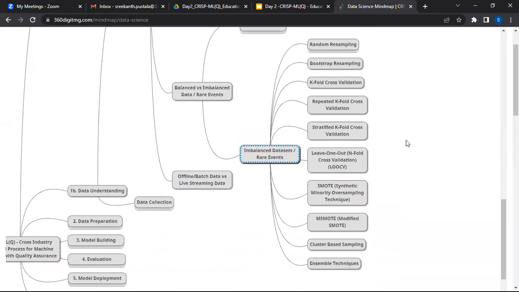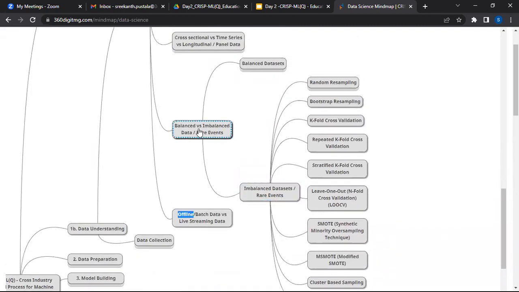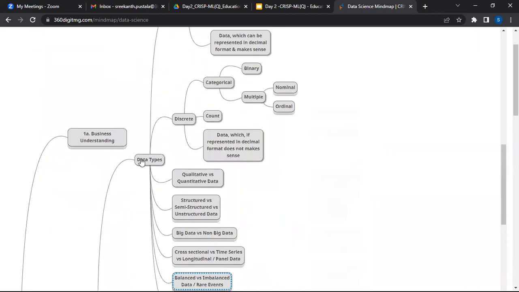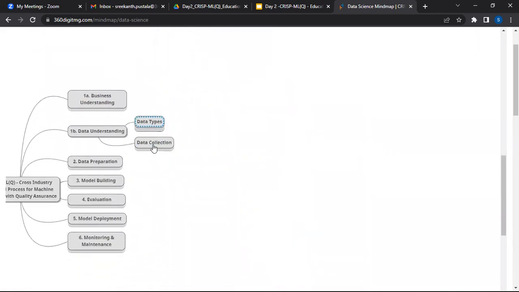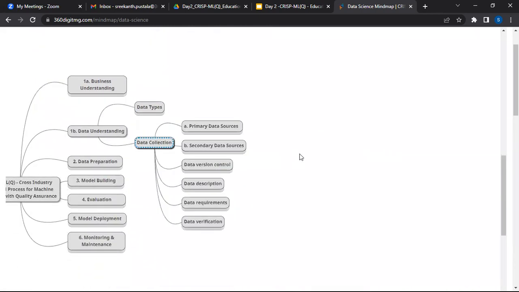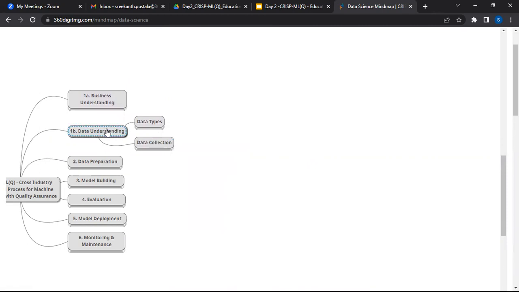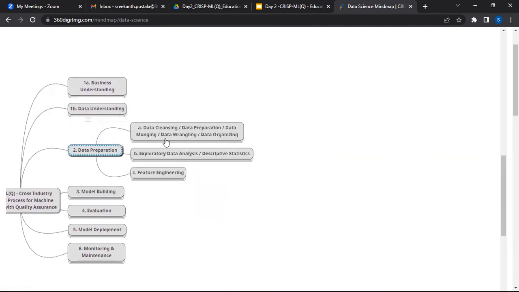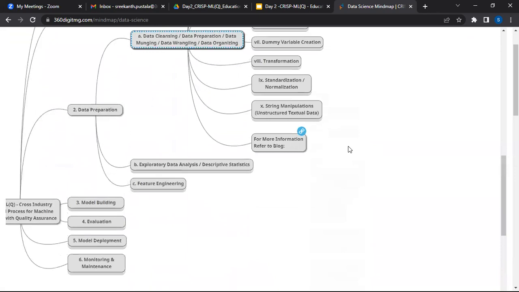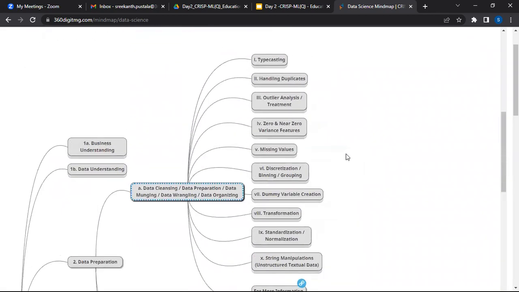So in balanced data, we have seen that there are different methods. So balanced data and imbalanced data, these are different data types that we have. Already we have seen, when it comes to data collection, we have primary data source and secondary. Then we have also looked into data preparation. When it comes to data preparation, we have seen there are different techniques like typecasting, handling duplicates, outliers. So all these are different techniques.